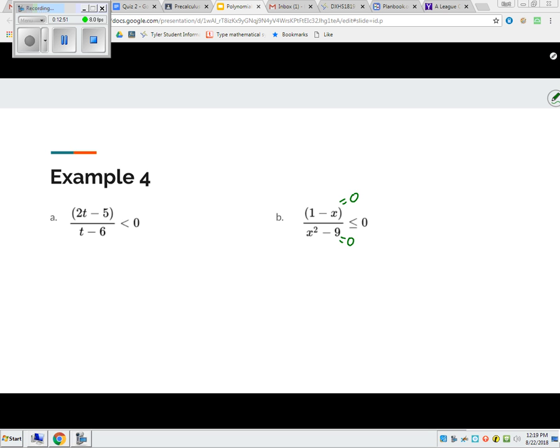Okay, so I am going to go ahead and work just part B right here. And if it can be what makes the top or bottom equal to 0, that means that 1 is a critical number.